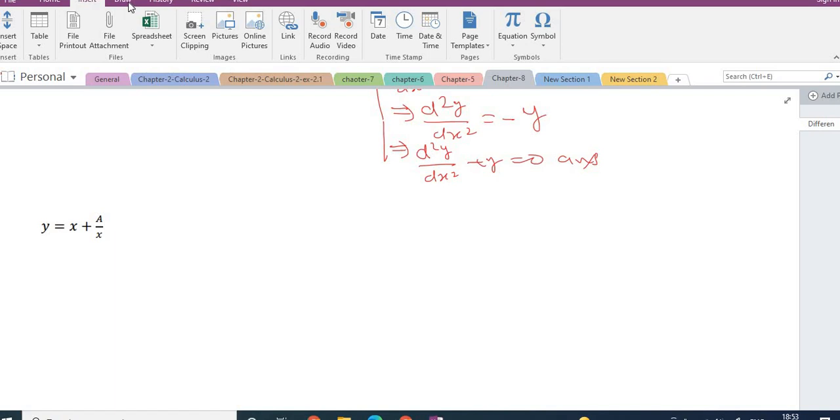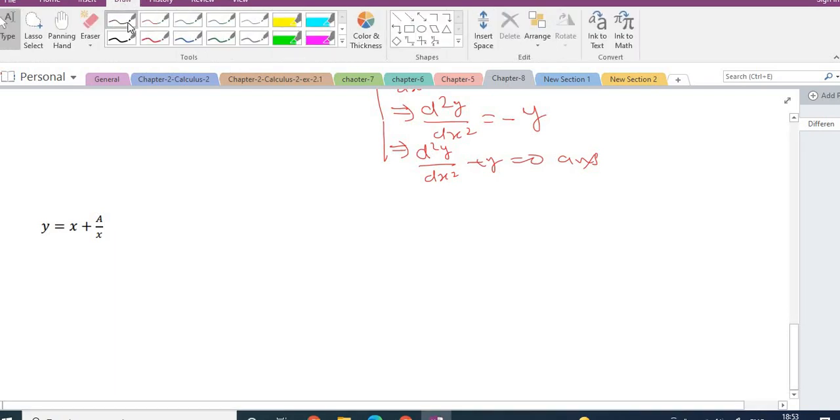Now I am going to tell you a few examples from the exercise. This is exercise 8.1. Form the differential equation of this function. This is question number 1, where capital A is the parameter. That means one parameter is given.